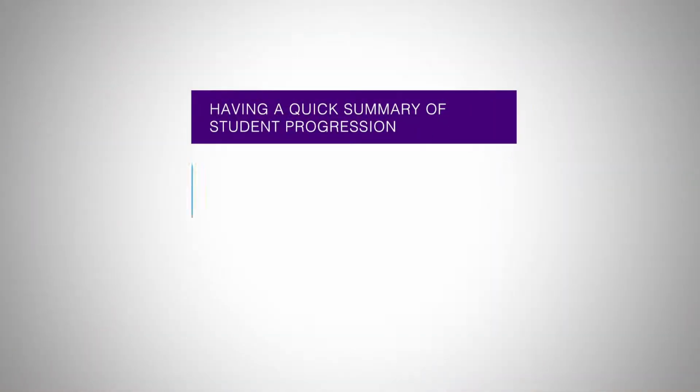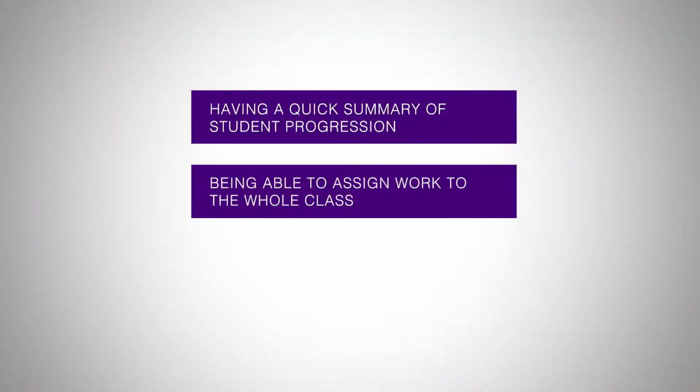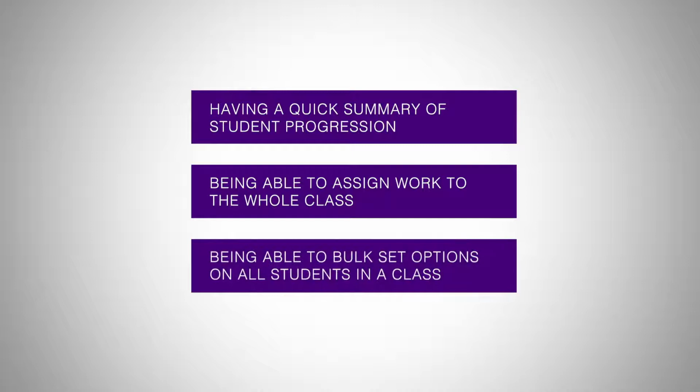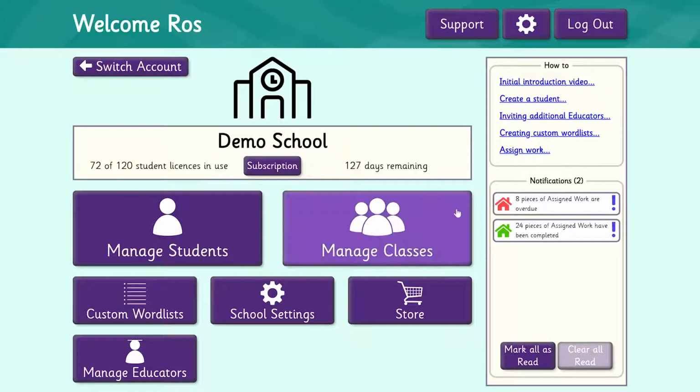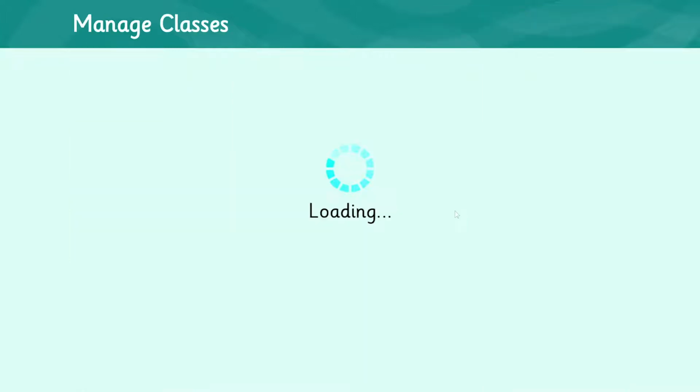The primary benefits of a class are having a quick summary of student progression, being able to assign work to the whole class, and being able to bulk set options on all students in a class. For future reference, a student can actually be in multiple classes at once. Even if you're a tutor with your own account and only have 5 students, it's still worth putting them into a class. We'll start by clicking on Manage Classes and select a class.